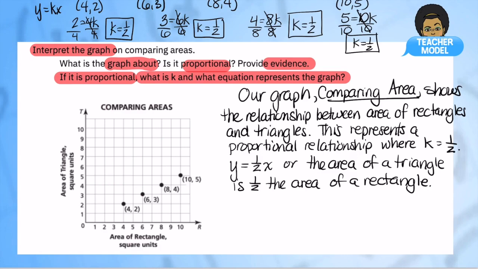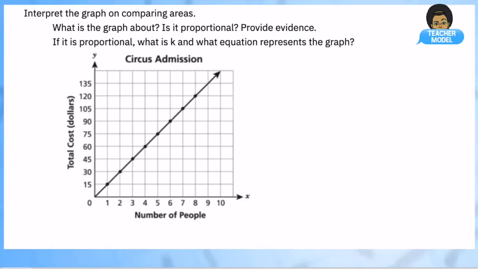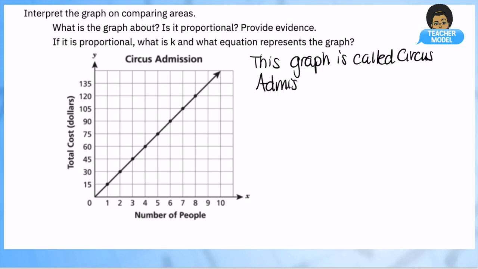And we're going to do one more together. Here we're going to interpret another one. Again, what is it about? What is k? So I'm going to start off. I can see that this graph is called circus admission. Just by looking at it, I can see it represents a proportional relationship. It's linear. I can see that as the number of people goes up, the number of dollars goes up at a constant rate.